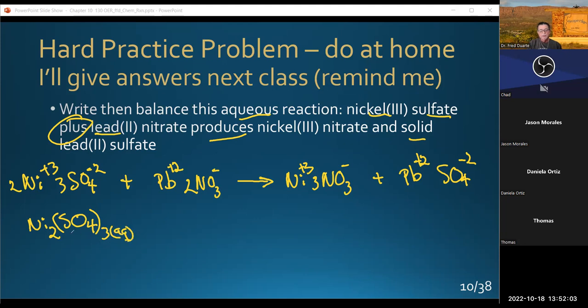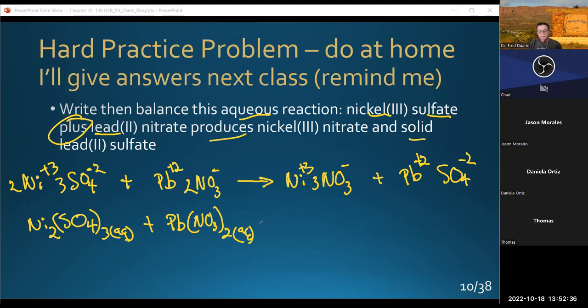To verify that, you can go to the solubility table and you see that sulfate is soluble with nickel. Okay. Then we got plus lead(II) nitrate, also aqueous. So both of these reactants are soluble. And if we had them in two different beakers, it'd be a nice clear solution.